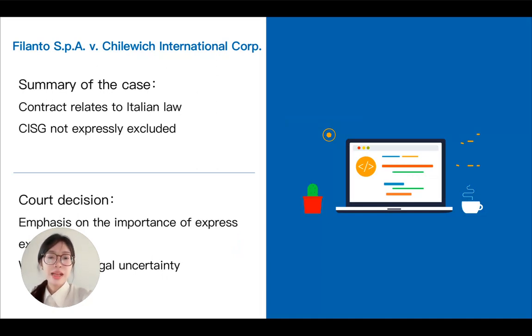In this case summary, the case addressed whether the parties had excluded the CISG by choosing to apply Italian law. The court concluded that the reference to the law of Italy did not constitute a clear exclusion of the CISG.